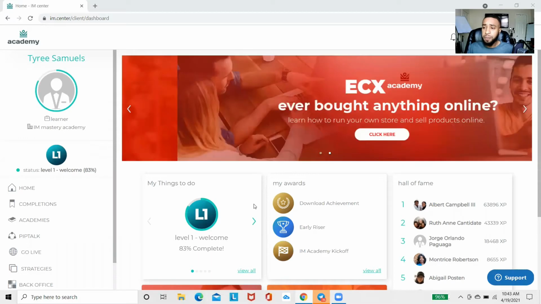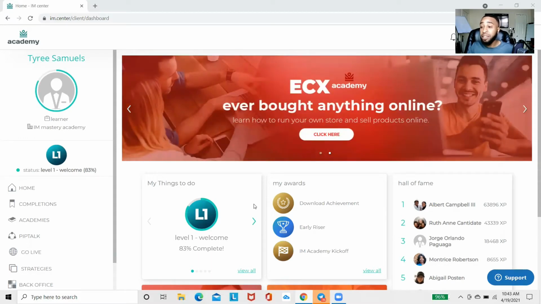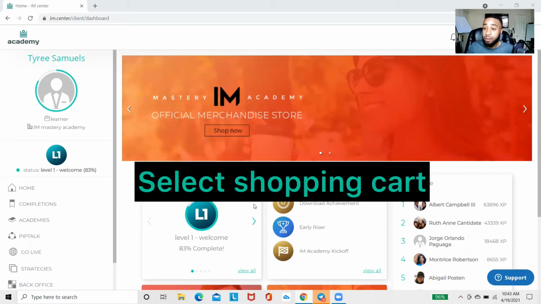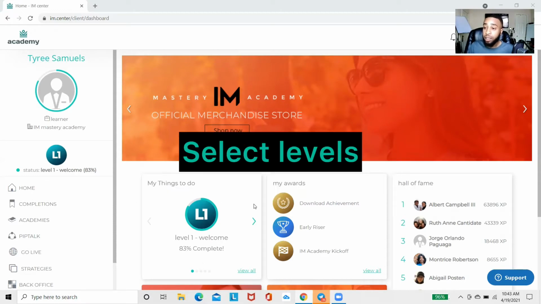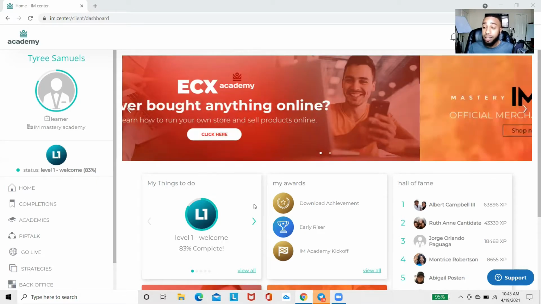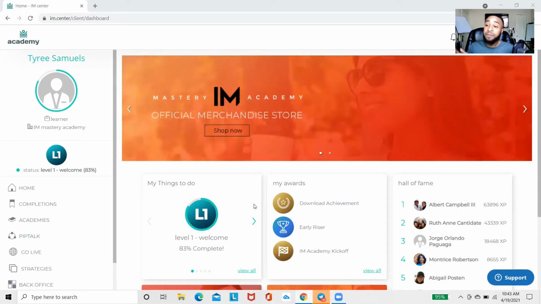First things first, if you do not currently have Levels, I need you to log into im.academy and go to the shopping cart. Select Levels and add it. Or if you want to go over and beyond, which is who I am, I would personally just get the Elite package. If you already have it, it's already included with what you got.